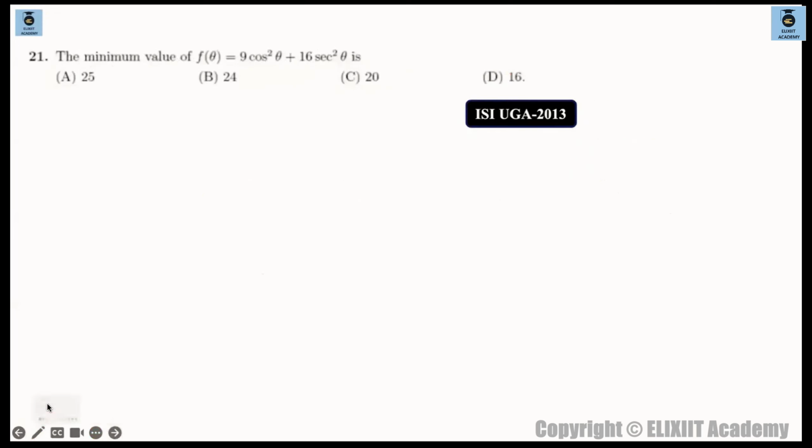Question number 21. Find the minimum value of f of theta, which is equal to 9 cos square theta plus 16 sec square theta. Let me say one thing from here. This question can be solved using calculus also, और ये मैनुअली AMGM से भी सॉल्व किया जा सकता है. You all can solve this using AMGM also.